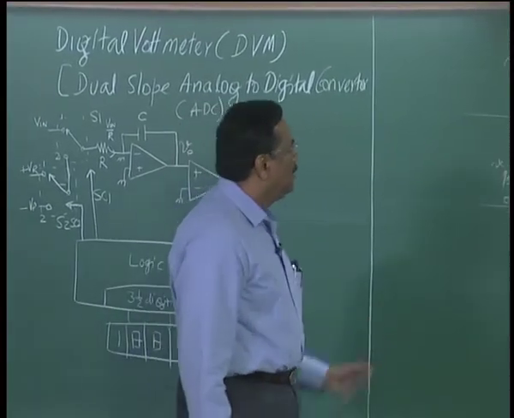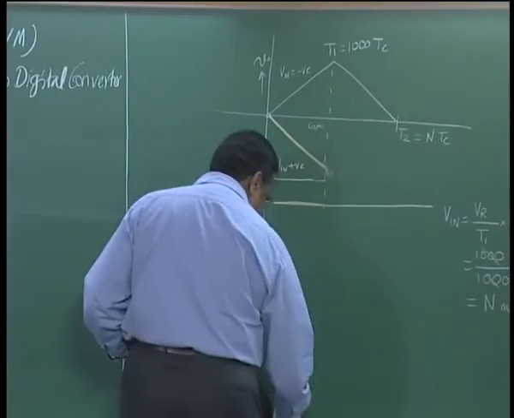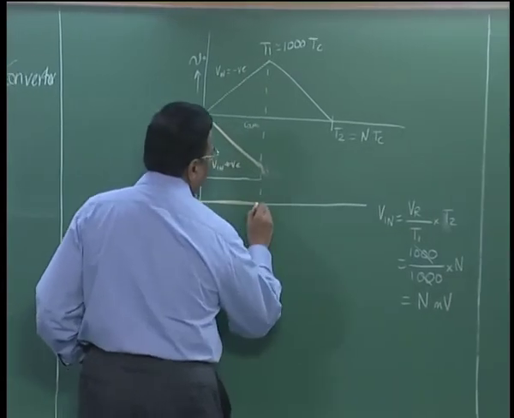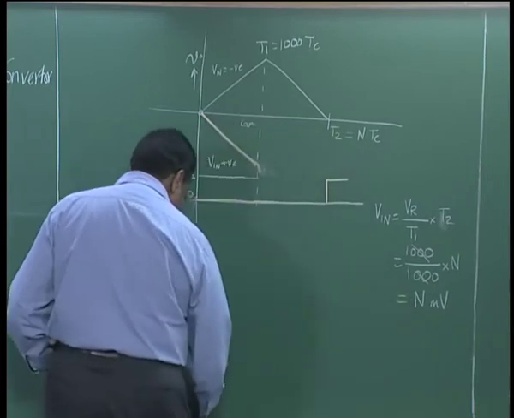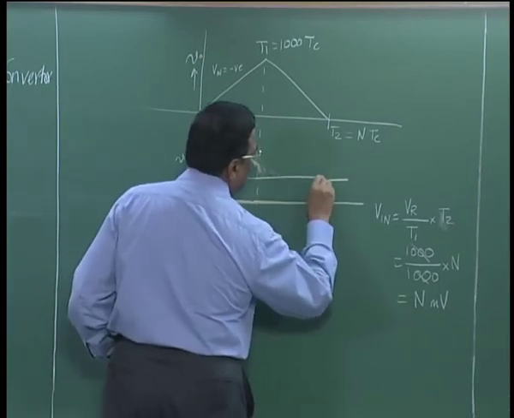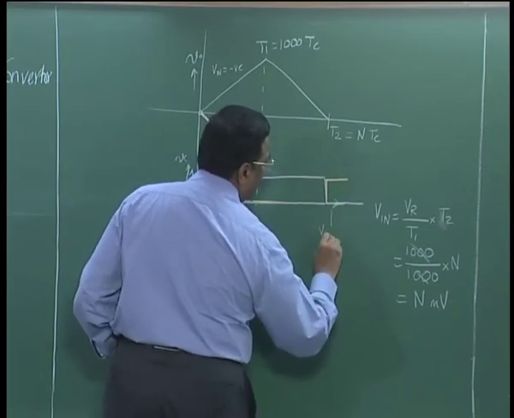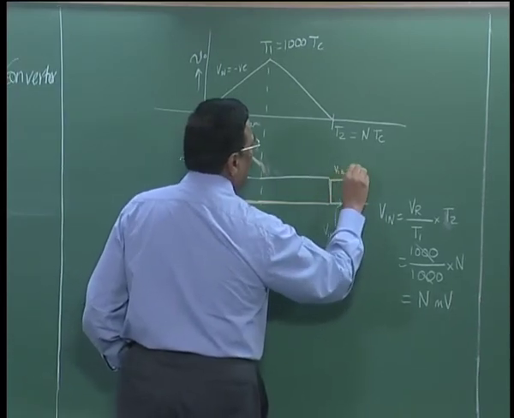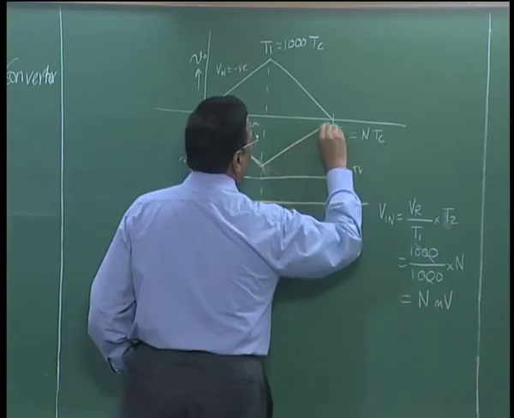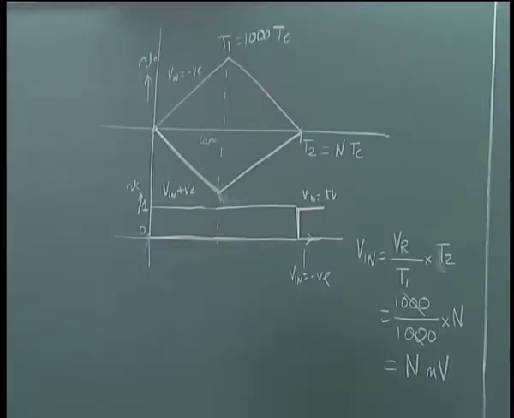So, if we really look at it, at this point in the second stage, this will continue like this, and in the first it will go like this, right. So, this is for V in is equal to negative, and this is for V in is equal to positive. Okay. I am assuming the same voltage for both positive and negative polarity.